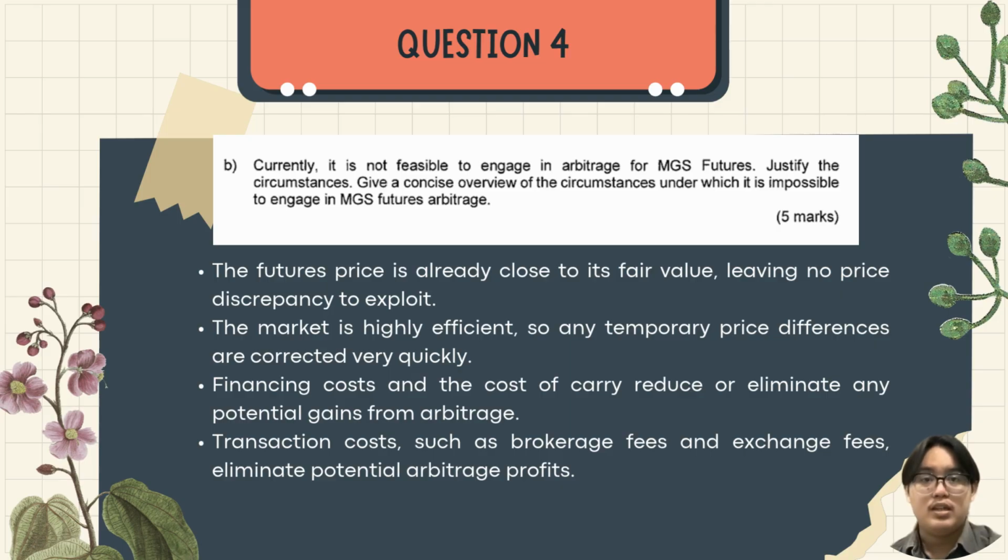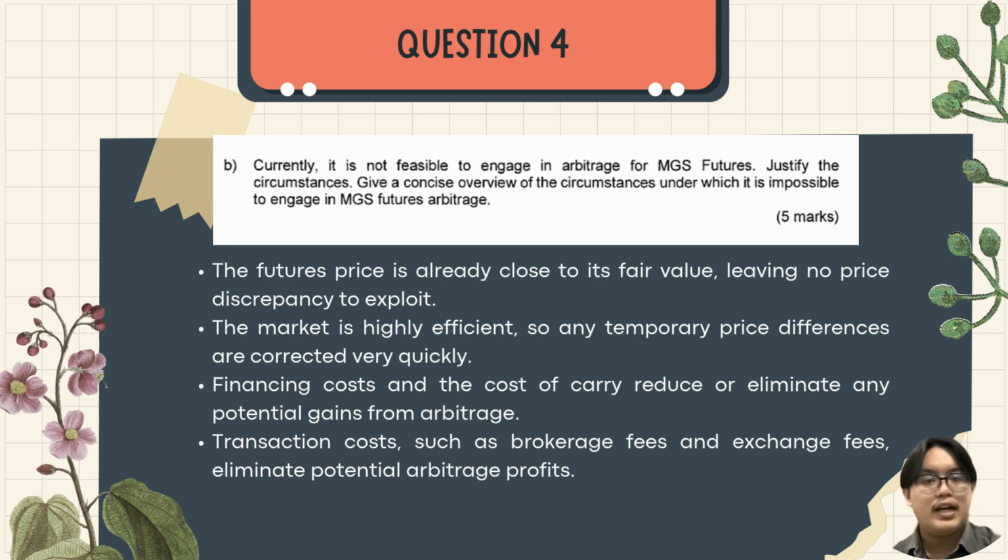Next, question 4B. I will explain why it's currently not feasible to engage in arbitrage for MGS futures and the conditions where arbitrage becomes impossible. First, arbitrage means making a risk-free profit by exploiting price differences between the future market and the cash market. However, in the current situation, this opportunity does not exist. One main reason is the future price is already very close to its fair value. This means there is no significant price difference between the future price and the expected spot price. Without this gap, there is no profit opportunity.